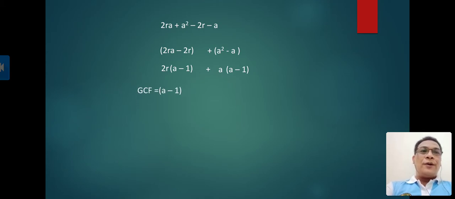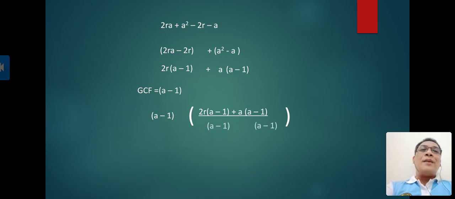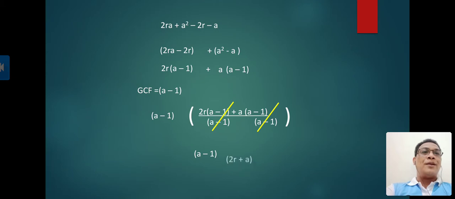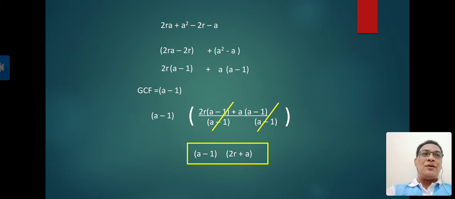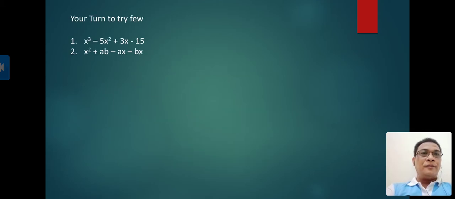So the factor form is the GCF multiplied by your derived polynomial divided by your GCF, and a minus 1 can be cancelled out and another a minus 1 can be cancelled out. Hence your factor form will be a minus 1 multiplied by 2r plus a. So that is your factor by grouping, or factor by pair. Now, it's your turn to try a few.